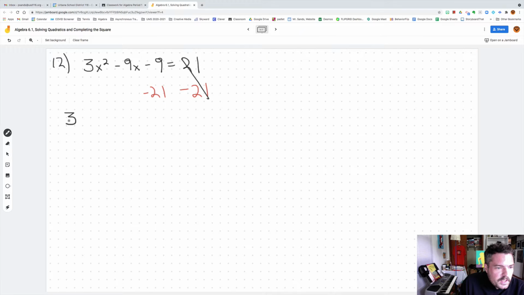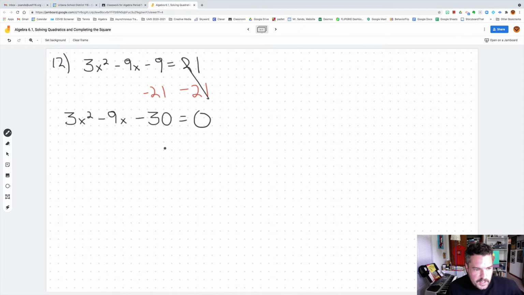Now I have 3x squared minus 9x. A negative 9 and a negative 21 is going to combine to give me a negative 30 is now equal to 0. So that looks a little bit better. Now I've got everything on one side. It looks a little more manageable. And if you are perceptive like me, you will notice that this is a 3, this is a 9, and this is a 30. Quick mental math tells me this is divisible by 3, this is divisible by 3, and this is divisible by 3, because all of them have 3 as a common factor.